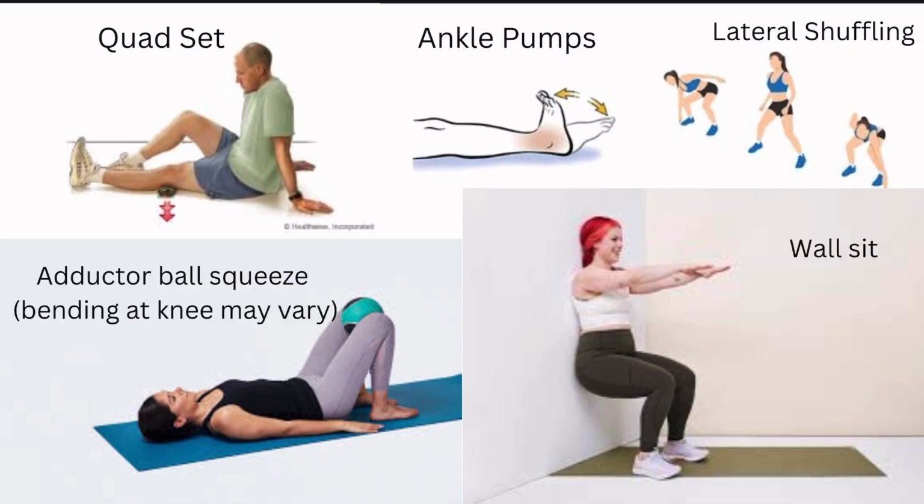At a more advanced level, you're going to get into some lateral shuffling, where the speed and intensity will depend on how far into your recovery you are. A wall sit is great for this because it helps with stability in the flexion of the quadriceps muscle.